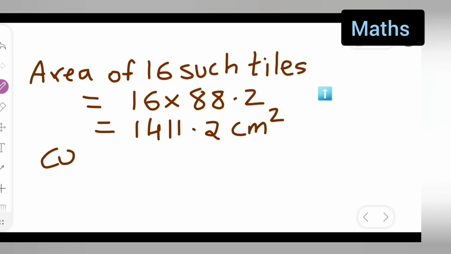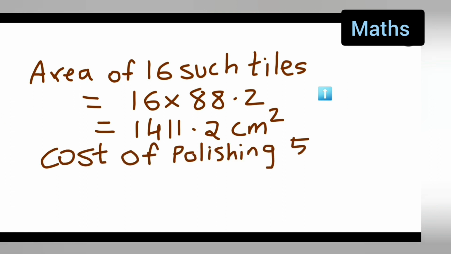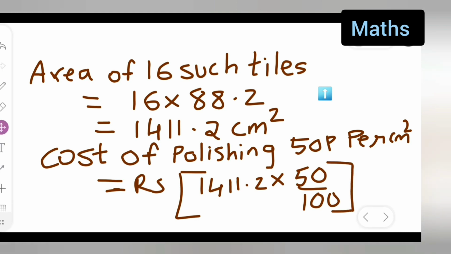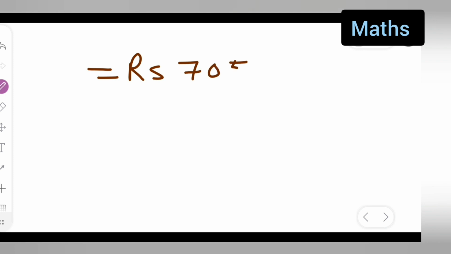Now write down cost of polishing, 50 paise per centimeter square, is equal to rupees, 1411.2 multiplied by 50/100. Basically what I am doing is converting this paise into rupees. So here the 00 will get cancelled. Then you will multiply this and see what answer you are getting. So basically your answer will be in rupees. Now this is equal to rupees 705.60 approximately.